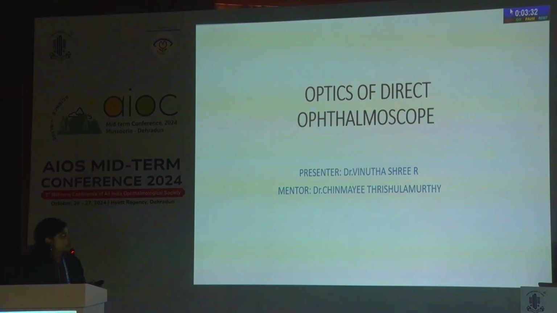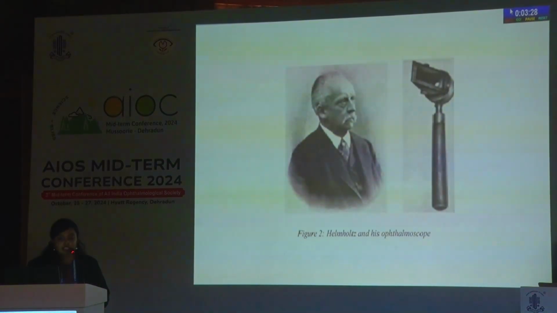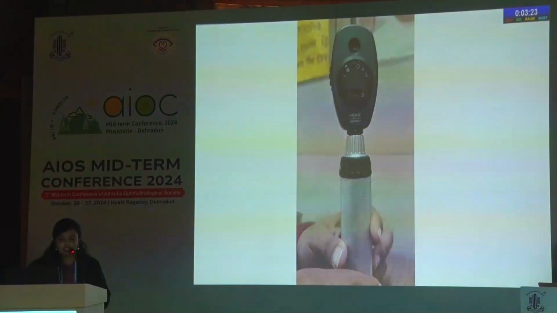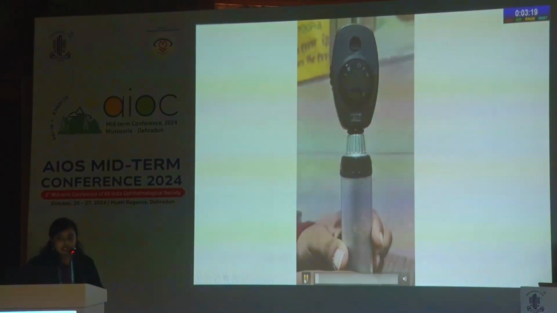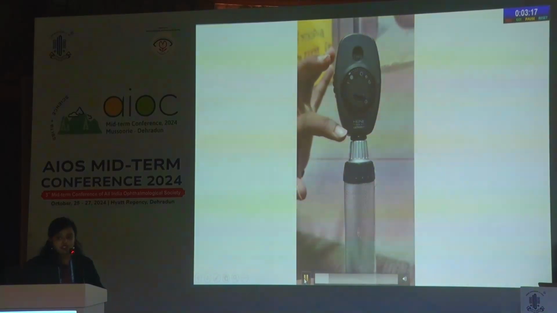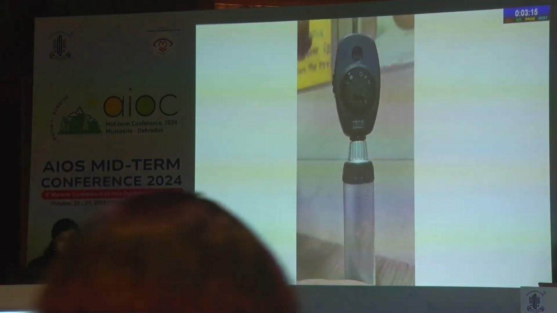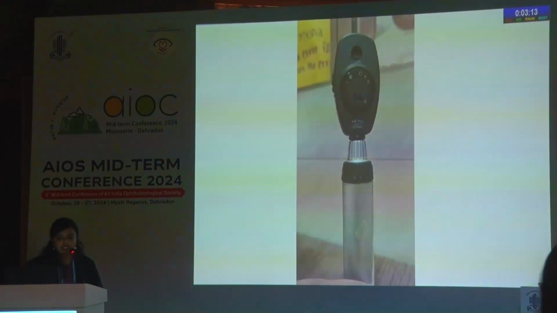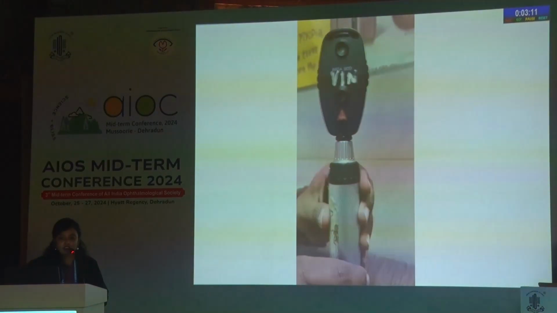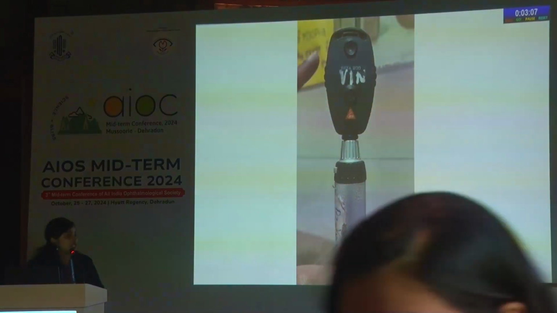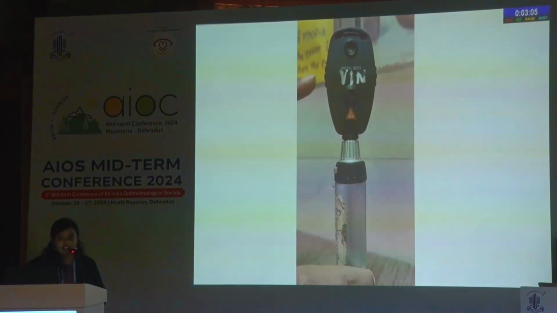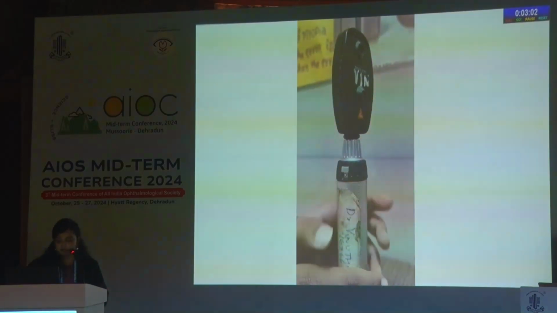So now comes the important thing, the direct ophthalmoscope. It was first invented by Dr. Helmholtz in the year 1851. Coming to the different parts of the direct ophthalmoscope, on the patient side we have the viewing window, the aperture dial, the filter switch, the diopter dial, and also the on and off switch. On the practitioner side we have the brow rest, the viewing window, the aperture dial, and also the diopter power display.